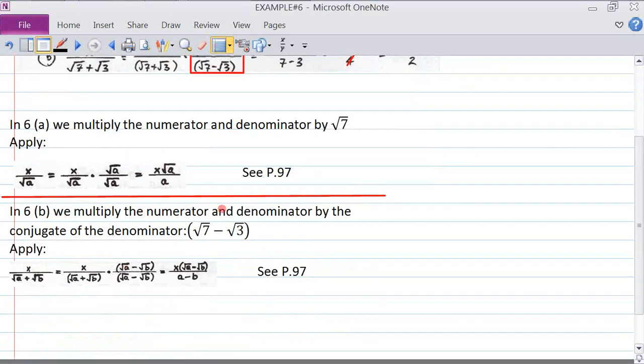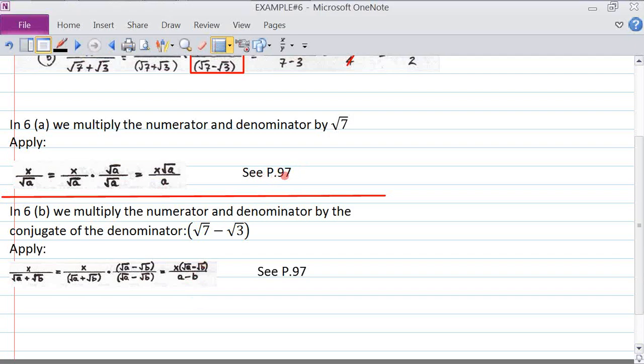So in 6b, we multiply the numerator and denominator by the conjugate. If you go back to page 97, you can see here you wanted to simplify this. You rewrite it, and then you multiply by the conjugate, which is right here. And that gives you x times root a minus root b. And again, when you multiply this one by this one, you get the first term squared, which is a. Root a times root a gives you a, plus root b times minus root b gives you minus b. So there's no more root sign on the denominator.